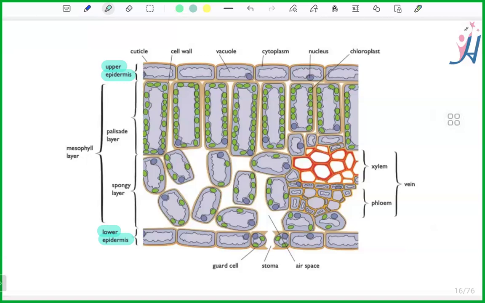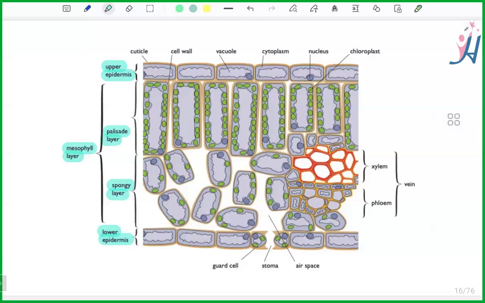I like to say a sandwich, so let's say this is a model of a sandwich. We've got upper epidermis and lower epidermis. In a sandwich it is the same: we've got bread on top and bread at the bottom. Here we've got epidermal cells, upper epidermis and lower epidermis, and whatever is in between is known as the mesophyll layer. The mesophyll layer has two different layers again: the palisade layer and the spongy layer. So in total, let's say four different layers: upper epidermis, palisade mesophyll, spongy mesophyll, and lower epidermis.